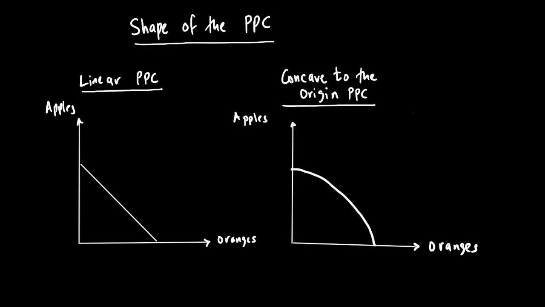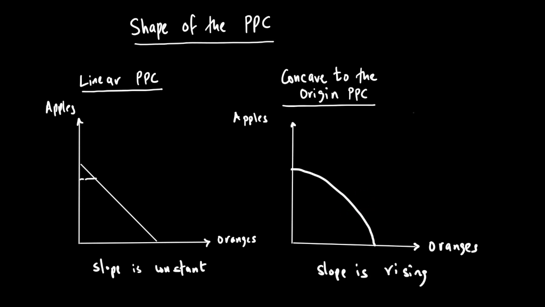So our next discussion is about the shape of the PPC. The two kinds of shapes that we'll see in exams. One is what we call a linear PPC, where what you can see here is just that it's a linear PPC, so the slope is constant. Or you'll see what we call this kind of a PPC, which is concave to the origin, where we have a slope which is rising. So there is a linear PPC with a constant slope, and there is a PPC which is concave to the origin, which has a rising slope. Now I'm going to show you why.